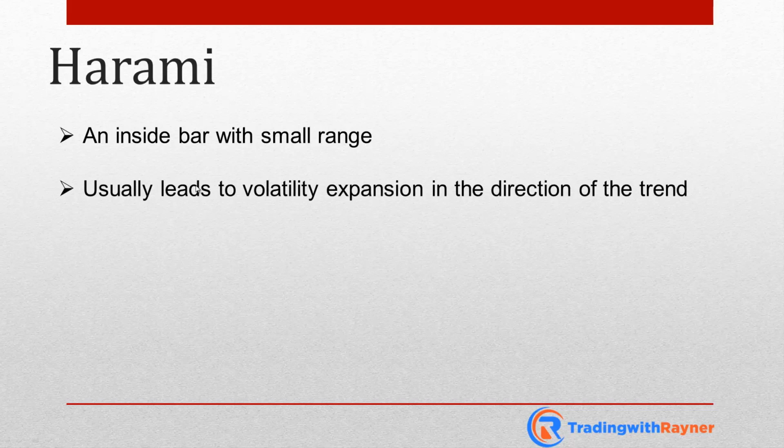Usually when you see a harami on your chart, it leads to volatility expansion. It does not expand immediately, but it should be a signal to you that the volatility of the market is contracting. And as you know, volatility in the market is not constant. It moves from volatility contraction to expansion and then back to contraction and then expansion again.